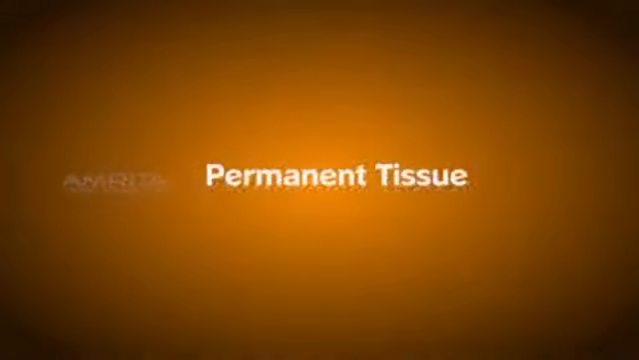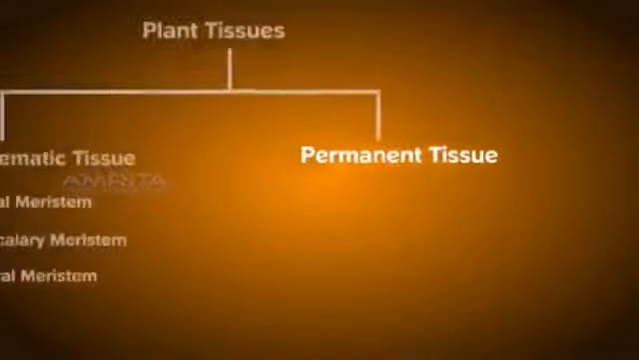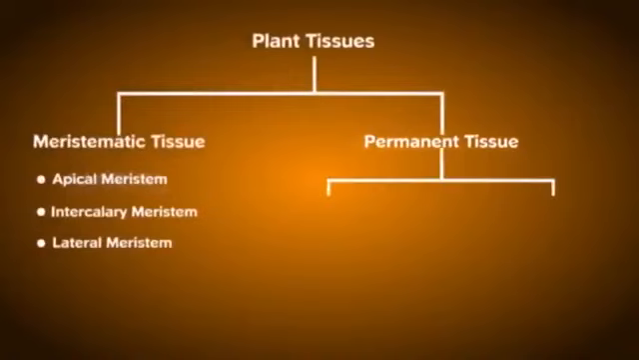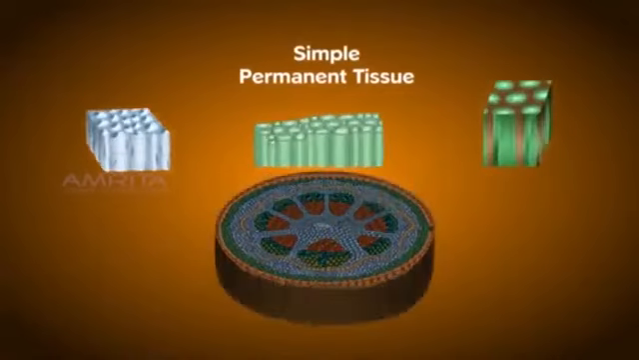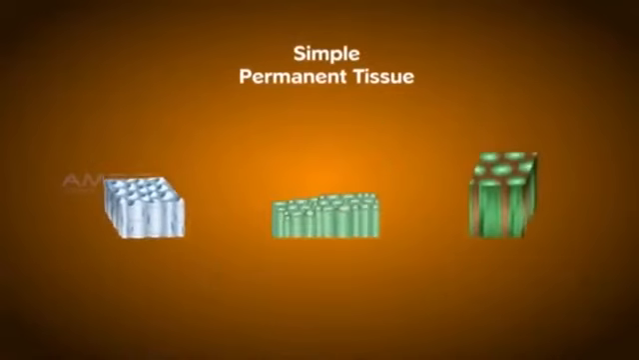The permanent tissue is divided into simple permanent tissue and complex permanent tissue. Simple permanent tissues look of one kind. They are simple tissues. For example, parenchyma, collenchyma, sclerenchyma.